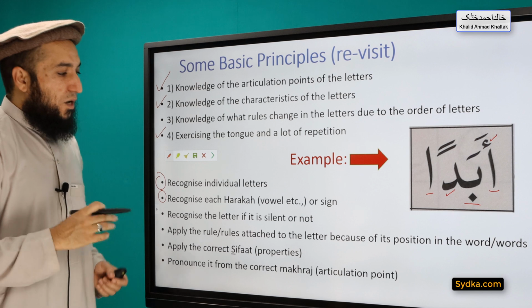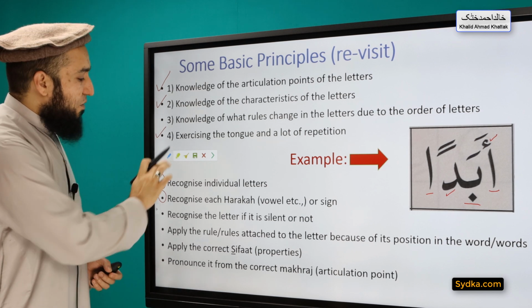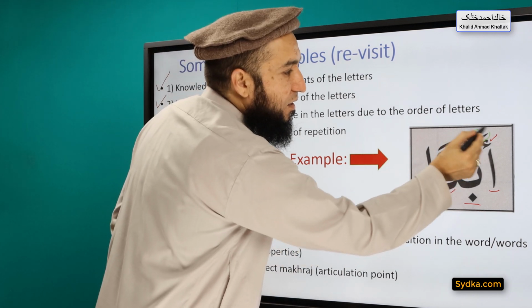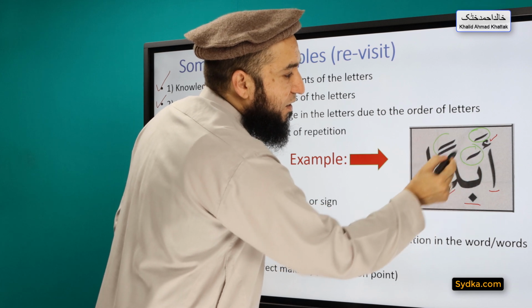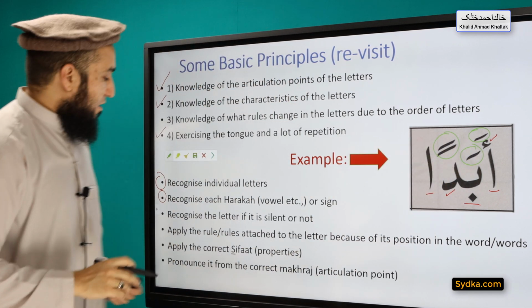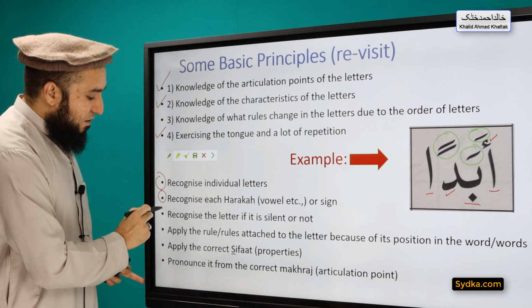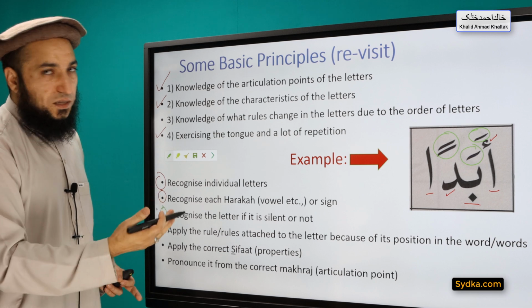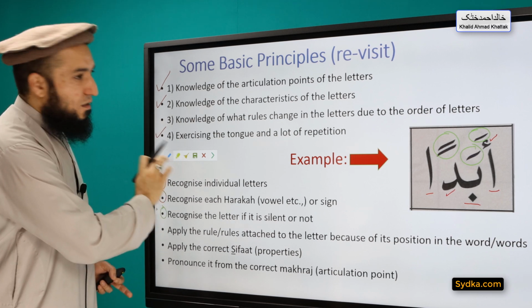In step 2, we recognize the harakat that are used. So the harakat, or the signs, would be here. That's fatha, fatha, fathatain. So we recognize the harakat. And the next one is we have to recognize which letters are silent and which aren't. Let's change the color. Okay, blue.